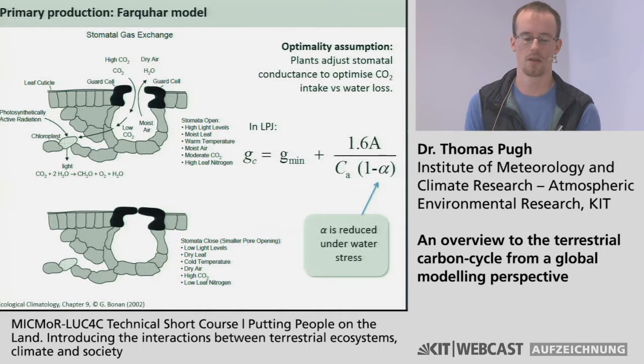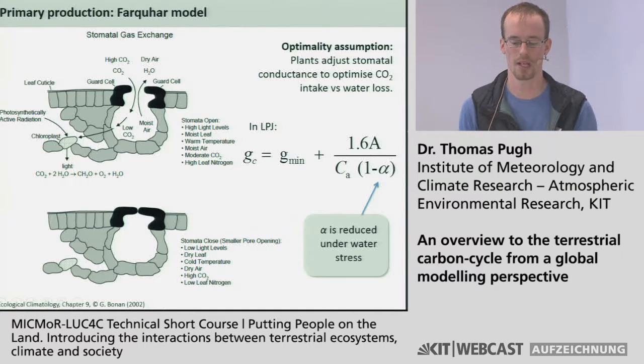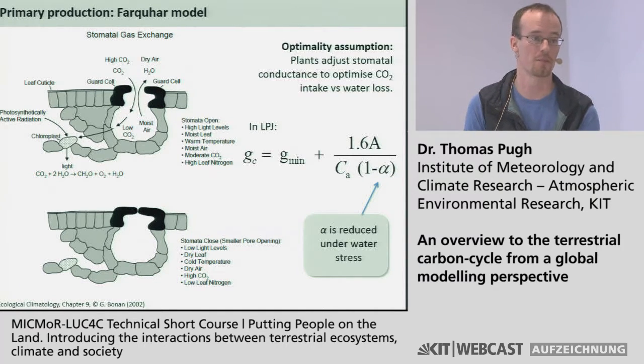But the way we typically model this exchange of CO2 and moisture is to say that the plants optimize the stomatal conductance so that they get the maximum CO2 intake versus an acceptable amount of water loss. So in the LPJ model, we say that stomatal conductance is a function of a minimum, to which we add a function according to the net assimilation rate, the amount of CO2 in the atmosphere, and then a function which is controlled by how stressed the plant is in terms of the amount of water that it has.